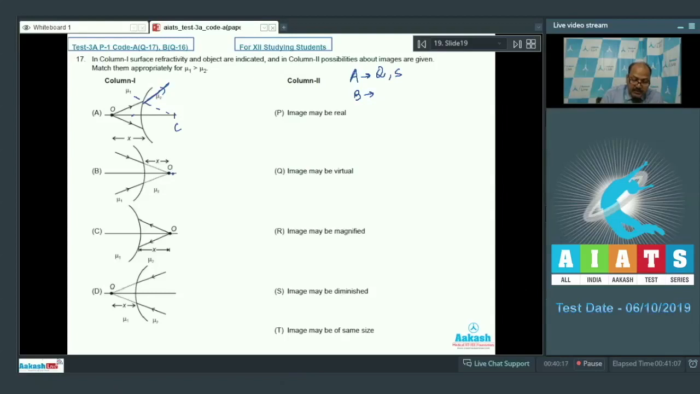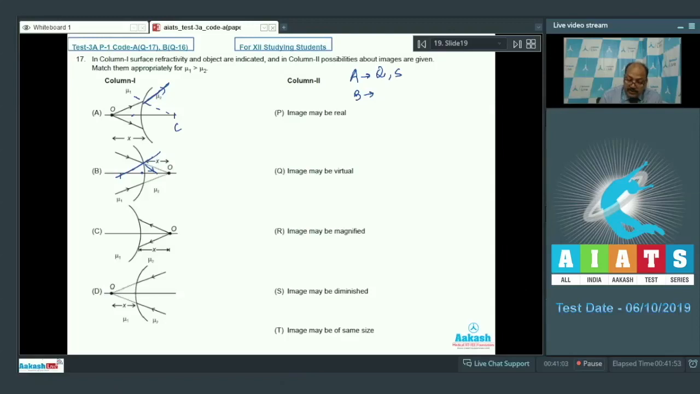Now here the object is virtual. Let's say this is the center of curvature and this is a normal. So the rays will go, they are going from mu1 to mu2. That means from optically denser to optically rarer medium. They will go away from the normal. So they will go something like this, away from the normal. Now the image here will be real but diminished because the actual intersection will happen.